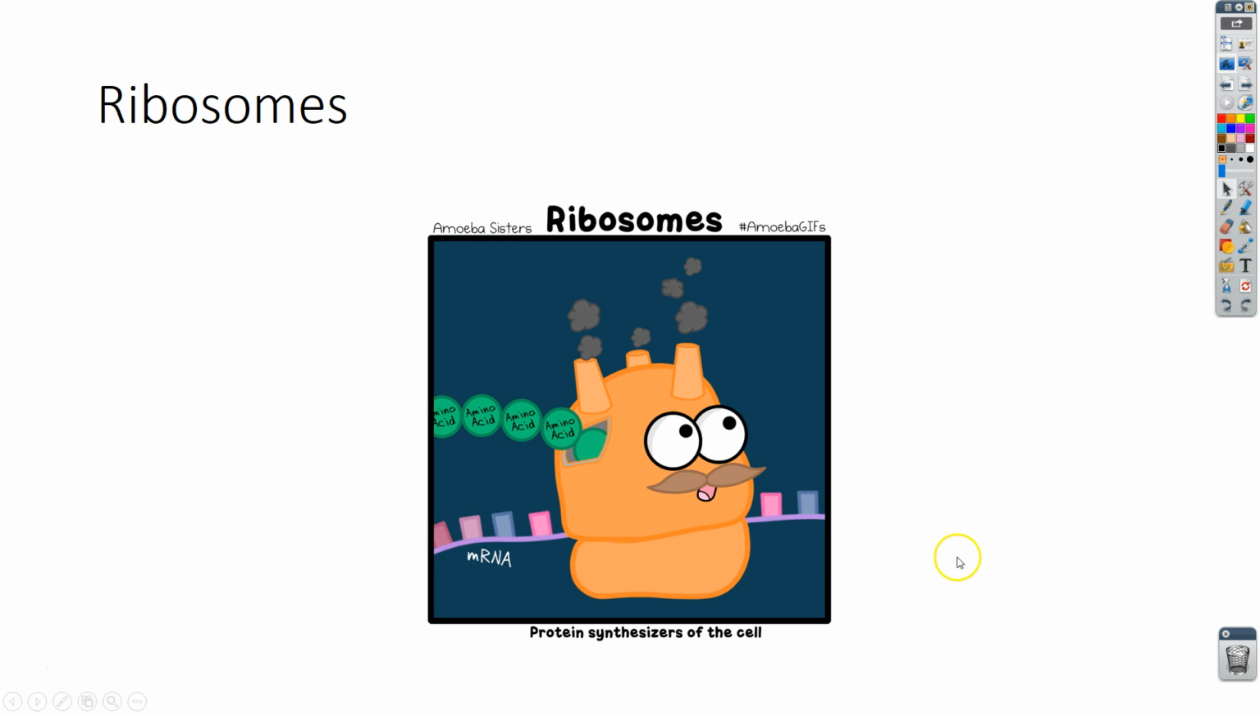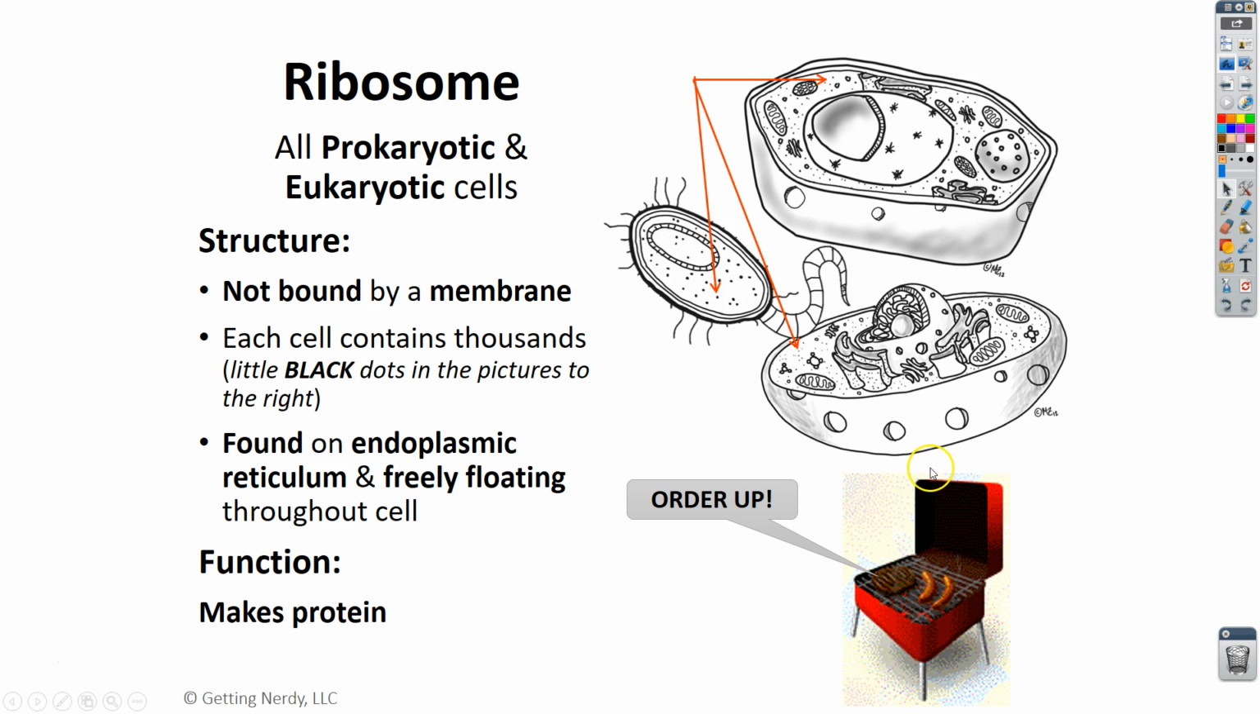Ribosomes are our next organelle, and these are the protein synthesizers of the cell. These make proteins: they take messenger RNA and amino acids, which make proteins. These are found in all prokaryotic and eukaryotic cells. The structure: these are not bound by a membrane. So you'll see these little dots in each one of the three cells. Those are ribosomes.